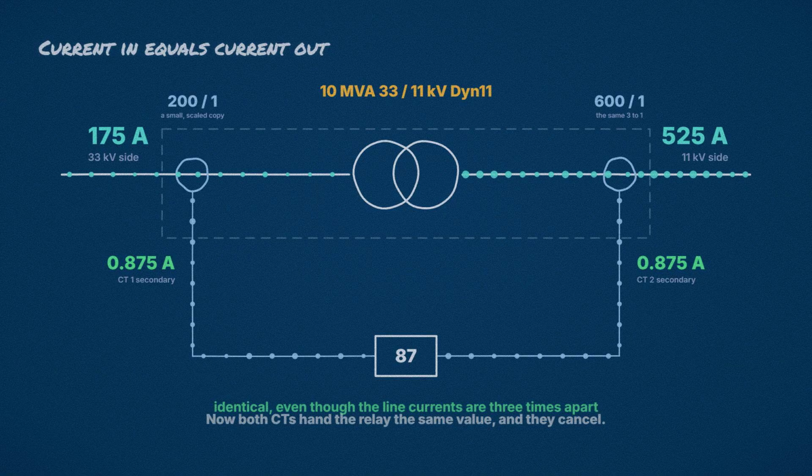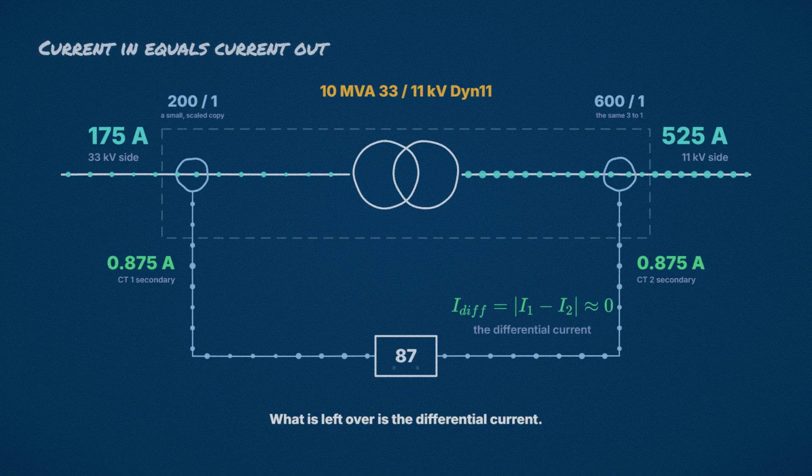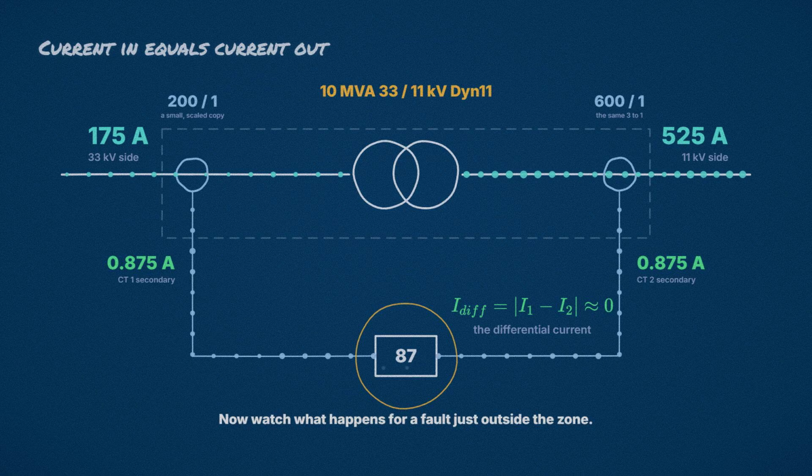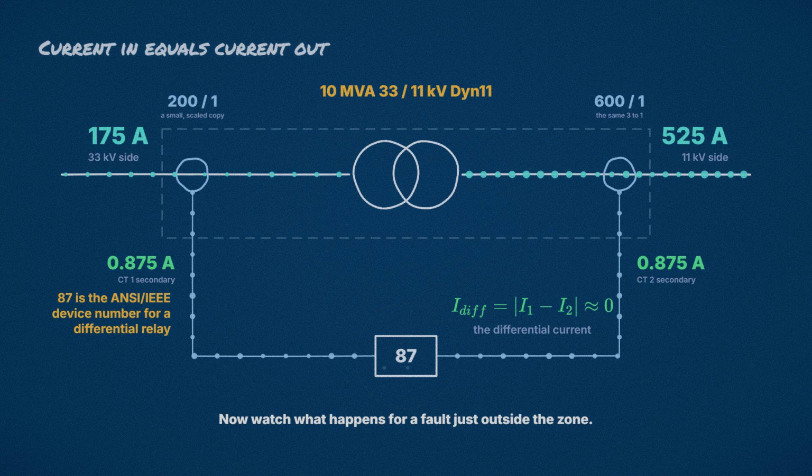Those two copies meet at the relay and they cancel. What is left over is called the differential current, and in a healthy transformer it is almost nothing. The relay that measures it carries device number 87, the ANSI standard code for a differential relay. Now watch what happens when a fault appears just outside the zone.